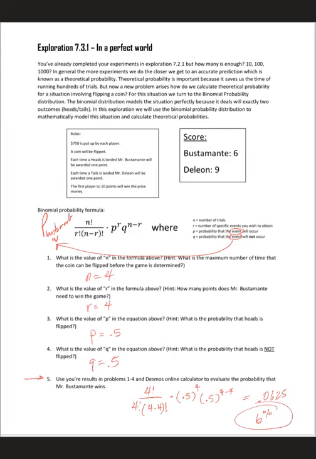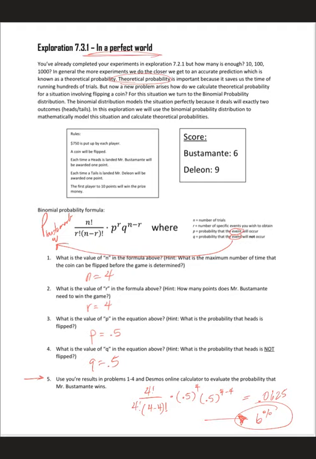How does this compare to our answers in the previous experiments? When I personally did it, I got 10%, so that wasn't very far off. You know, y'all might have even been closer to me depending on your experiments and how they ran, right? But the idea is the more experiments we run, the closer we'll get to this percentage, this theoretical probability, right? So this theoretical probability is, in a perfect world, the outcome we should get.